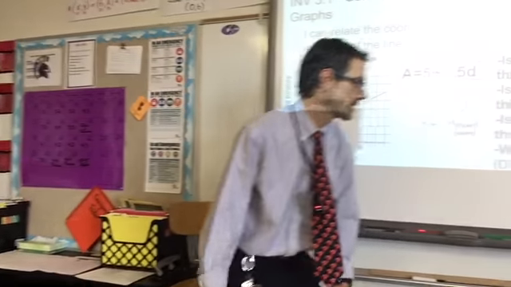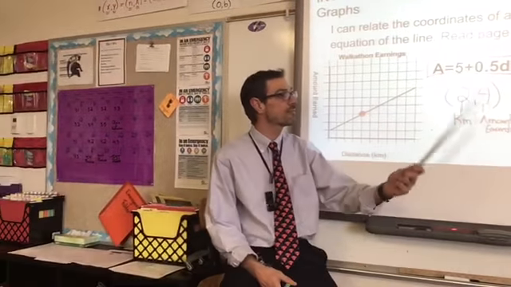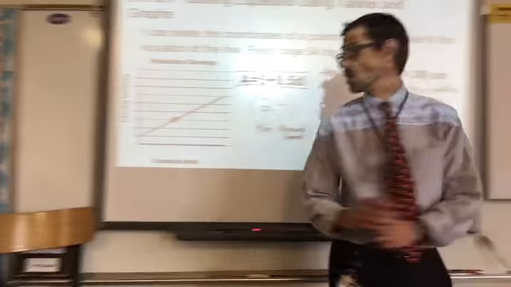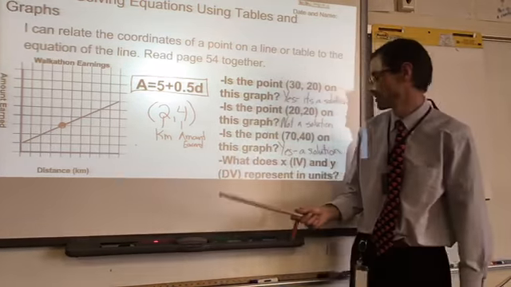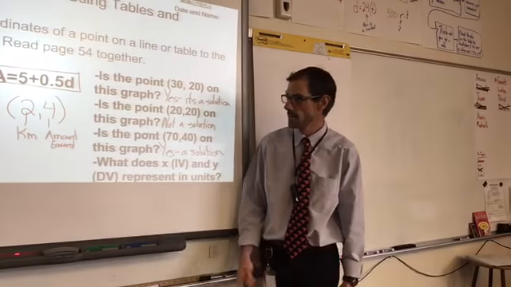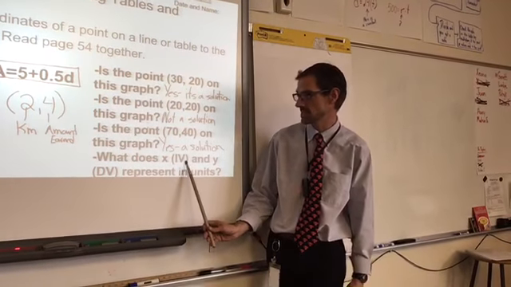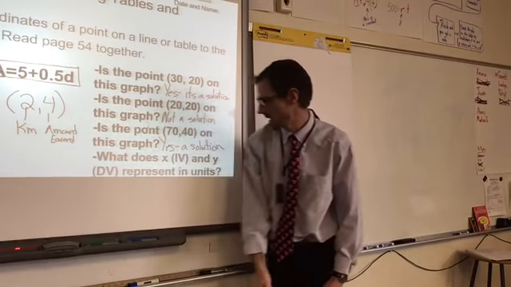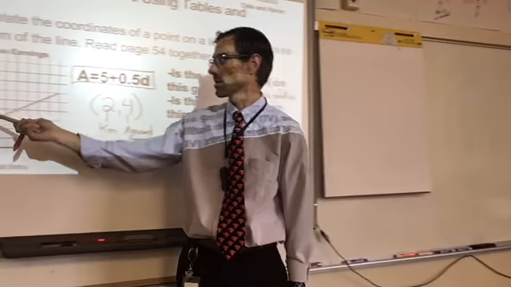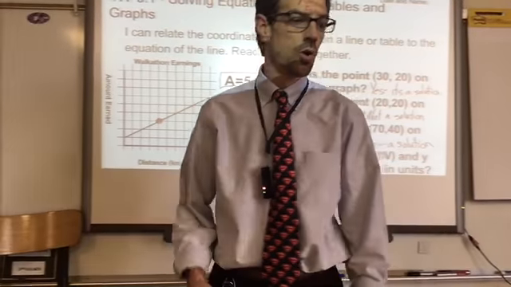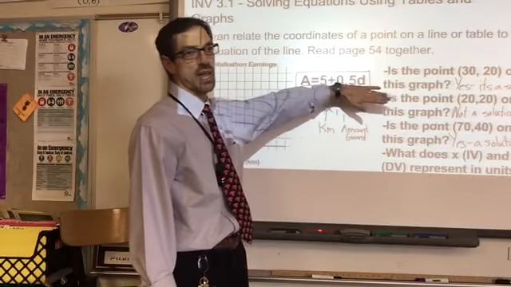So yes, a solution. 70-40 is going to be on this graph, even though we can't see it, it will be. And we already talked about what the x is here. It's distance. And we already talked about my dependent variable. That is the amount of money earned. We are going to be using this equation today a lot.